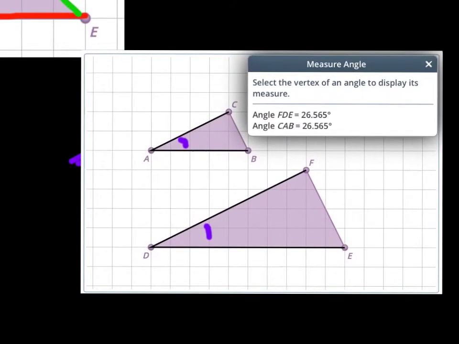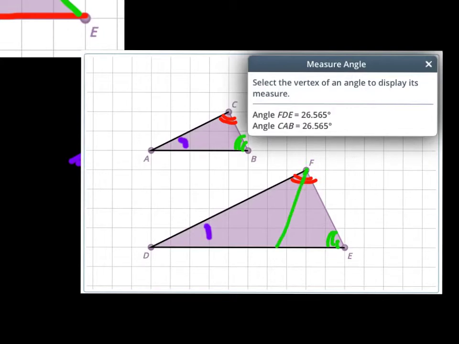They have the same angle measure for A and D, and they have the same angle measure for C and F, and the same angle measure for B and E. However, they're not congruent triangles. Interesting. Now, what if I had made this triangle like this?